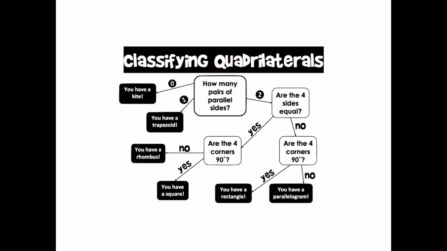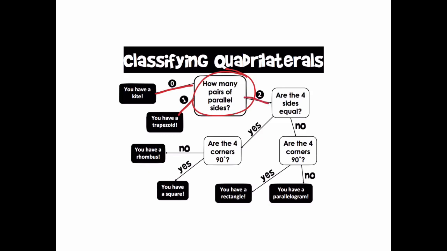Okay, so here is just a little bit of a flowchart that can help put everything that we just talked about into a nice organized display that you can use to help you when you're trying to classify your quadrilaterals. So let's start off with this question right here. How many pairs of parallel sides? So say your shape has 0 pairs of parallel sides, then you would get a kite, and you know that that's a kite. If your shape has 1 pair of parallel sides, then you're looking at a trapezoid.